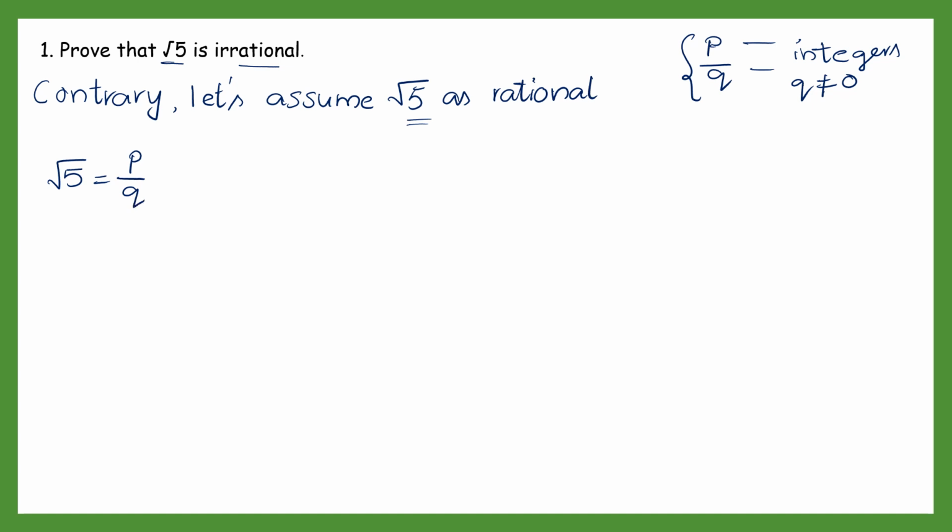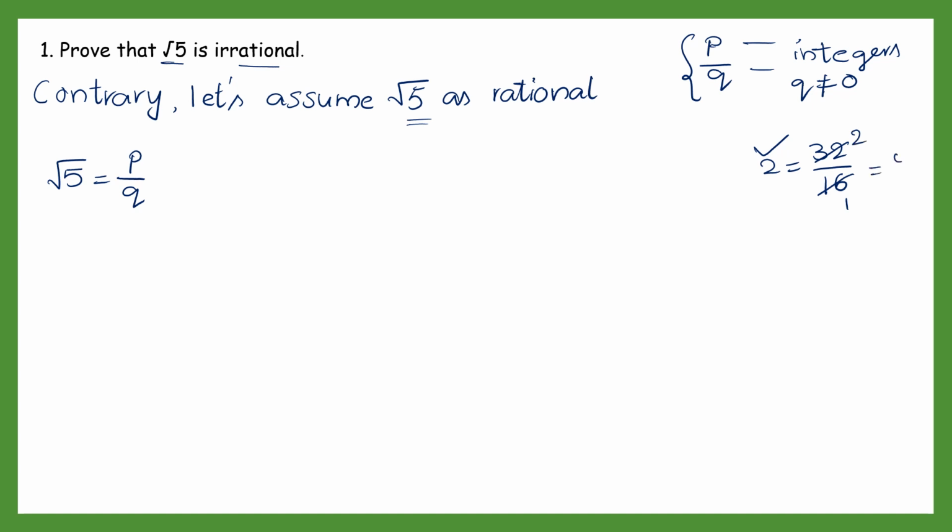Okay. Suppose there is a number 2. 2 can be written as 32 by 16. So 16 ones are 16, 16 twos are 32. So 2 is a rational number. We are able to express it as p by q.